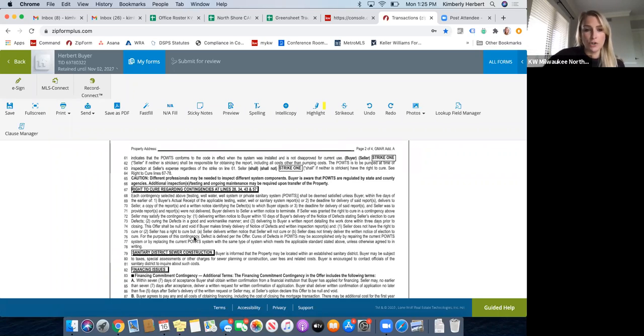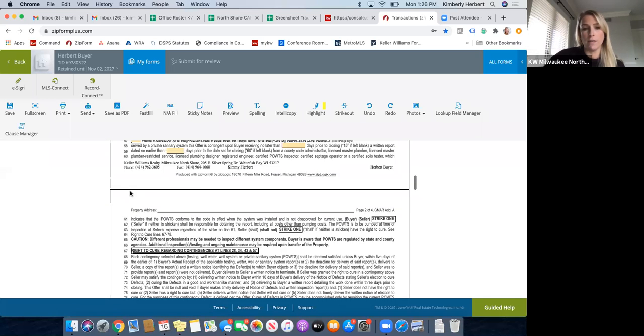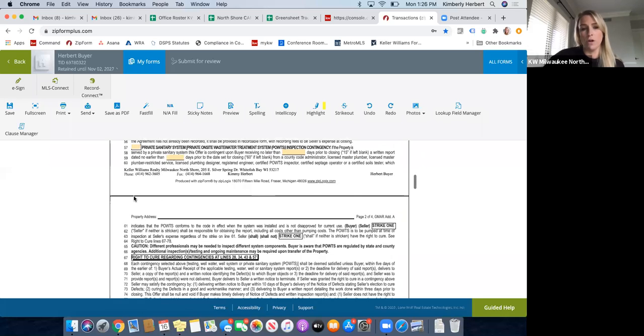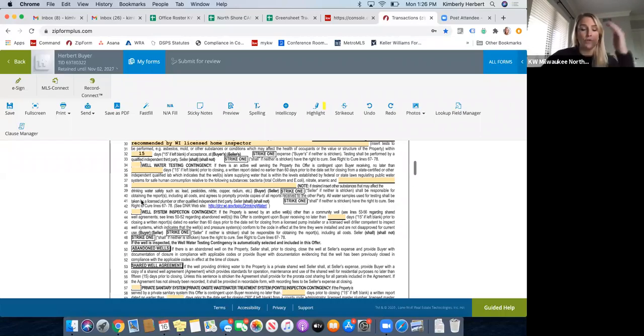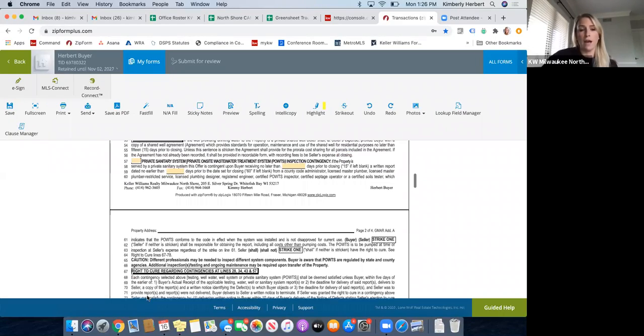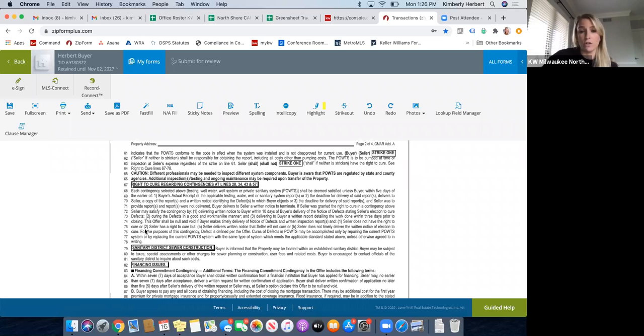So at the top of page 2, it outlines the right to cure regarding all of these contingencies on the first page. So what happens in the event a notice of defects is delivered. It outlines all these things. So it does work a little bit differently than the inspection contingency. So if you ever do need to include these contingencies, I would recommend you read through this thoroughly to understand how the right to cure works for these specific contingencies.